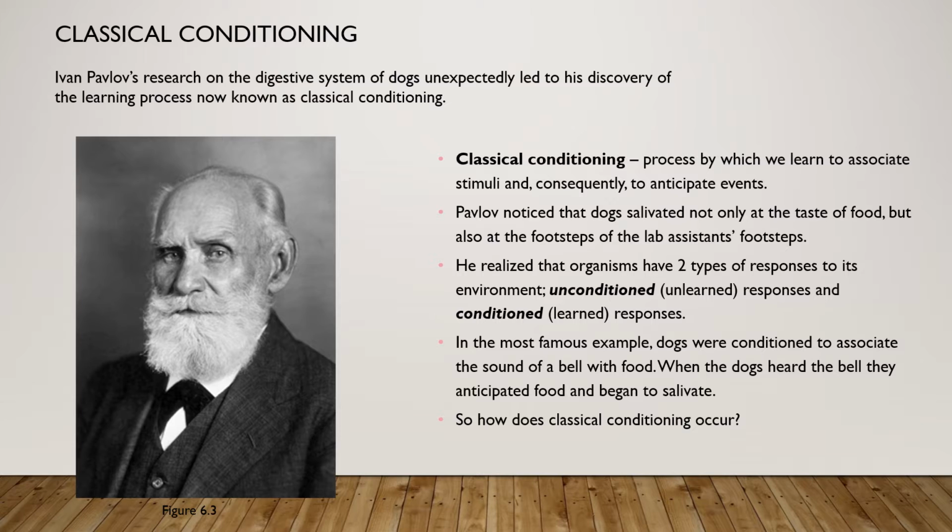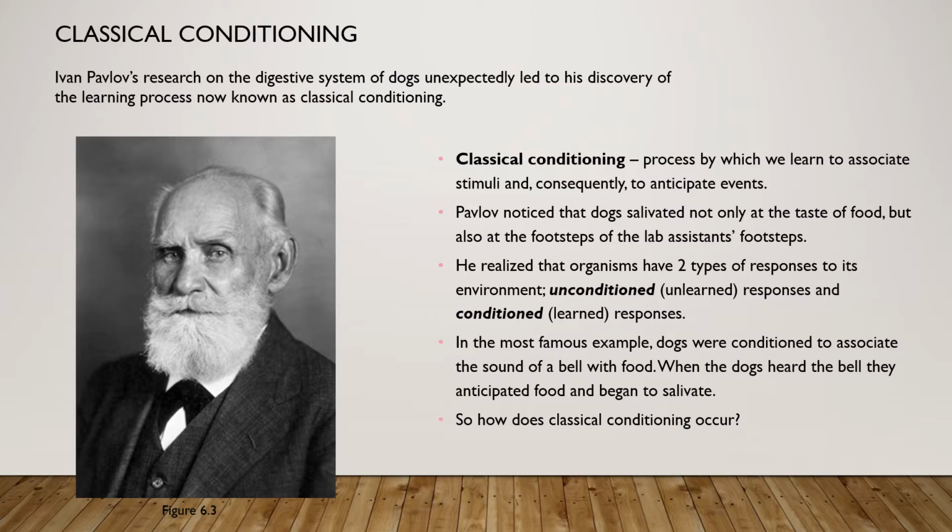And so what Pavlov became interested in is this association that develops, and he came up with a theory called classical conditioning. This is where we learn to associate stimuli and consequently to anticipate events. Again, Pavlov noticed that dogs salivated not only to the taste of food, but also at the lab assistant's footsteps. And so he also realized that organisms have two types of responses to the environment. They have one that is learned, called conditioned responses, and one that's unlearned, or unconditioned.